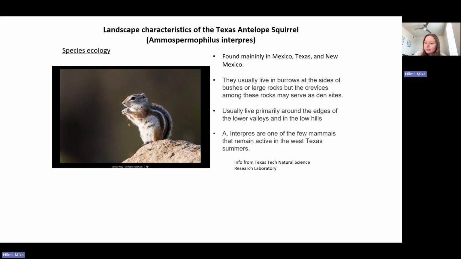Analyzing the landscape characteristics of the Texas antelope squirrel. They are mainly found in Mexico, Texas, and New Mexico, but for the sake of today's project, we're only looking at New Mexico and Texas.